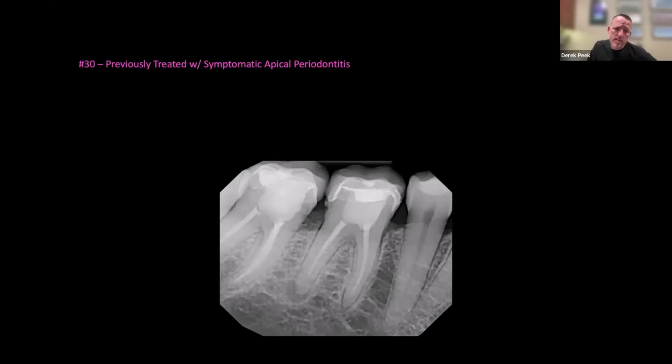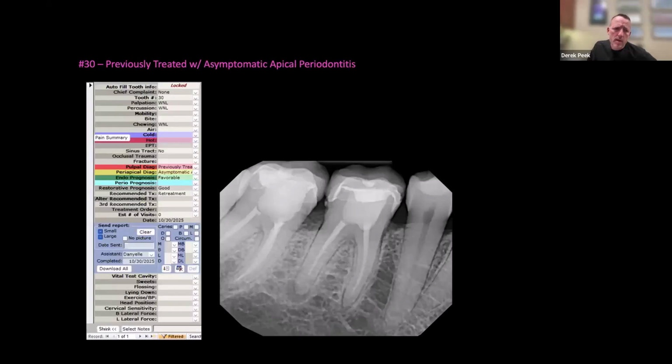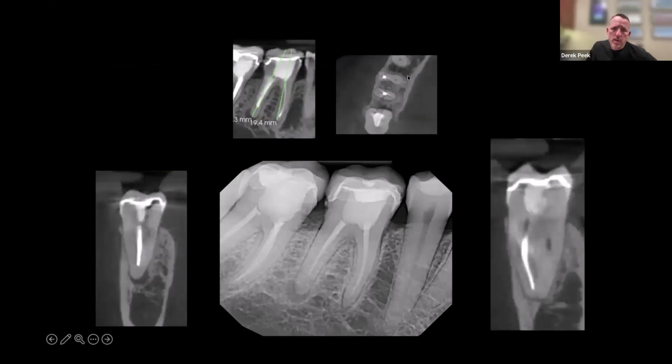Retreatment, previously treated, symptomatic apical periodontitis. I think all of you can look at this and go, that mesial looks funny. You were right. So we put everything into TDO. Yep, we got a missed mesiolingual. We got to work our way down that one. Probably a little bit wider of a distal than what this shows, so maybe have to do some work there.